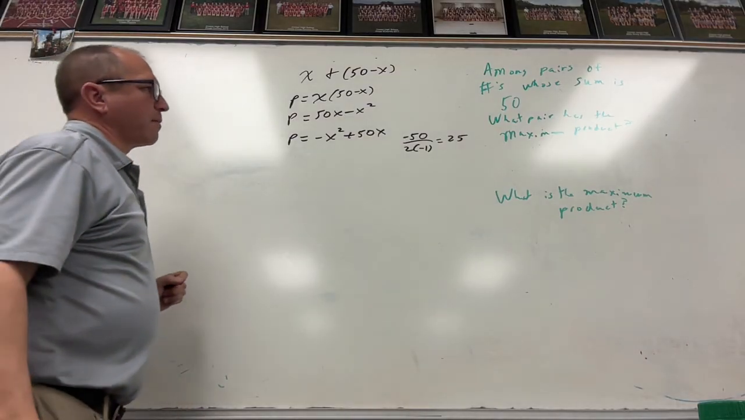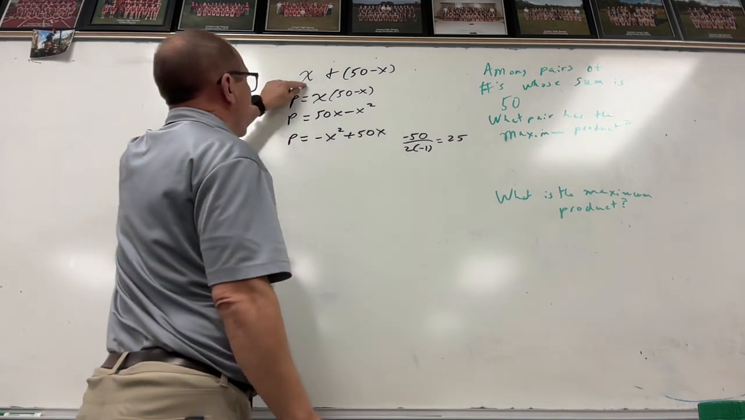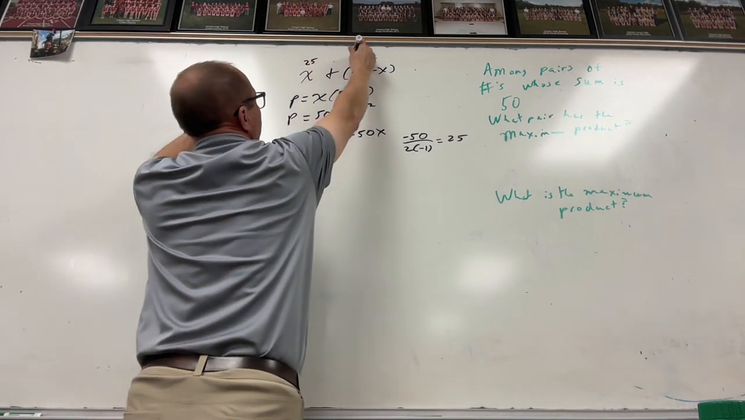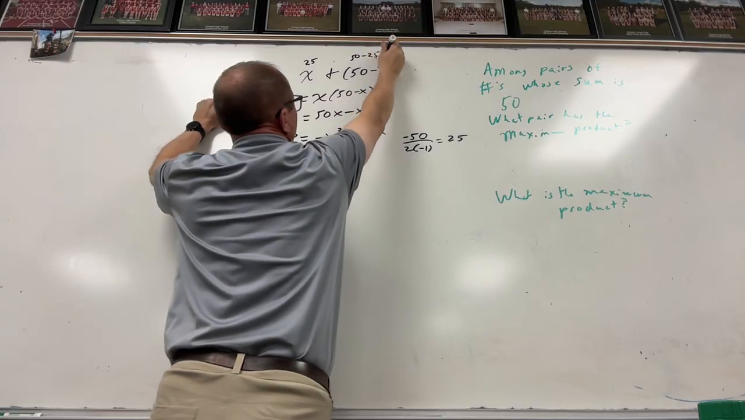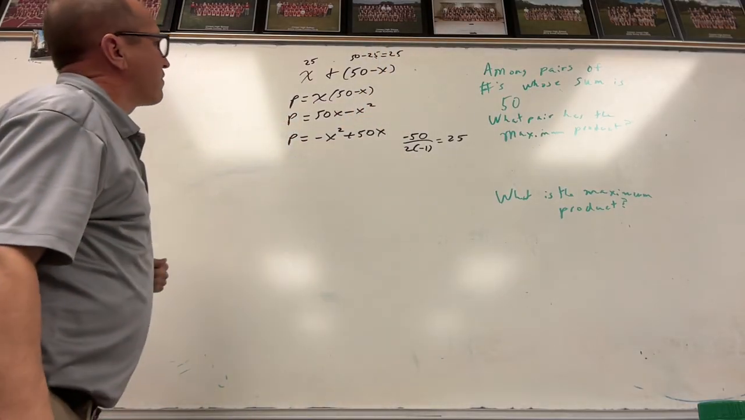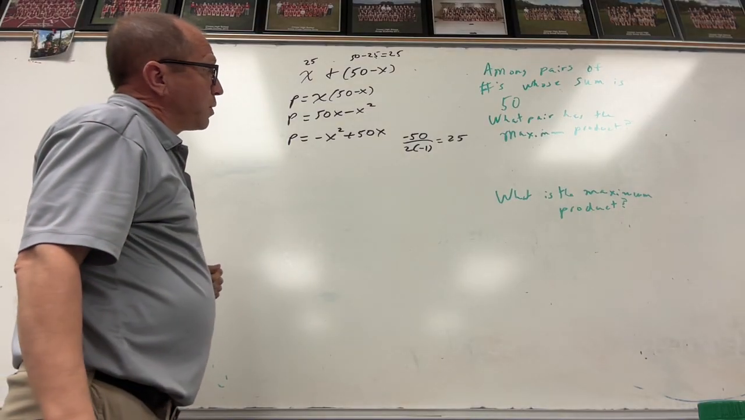So the x-coordinate of my vertex is 25. Now, what's the other term? Well, it's 50 minus 25, which is 25. So my two numbers that have that maximum product would be 25 and 25.